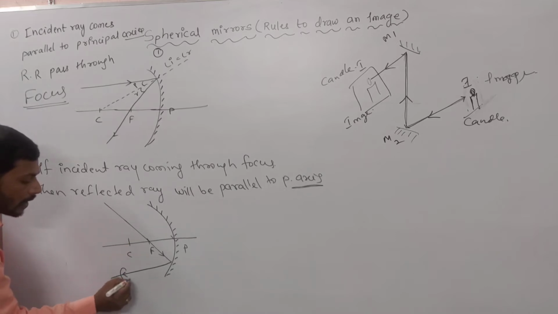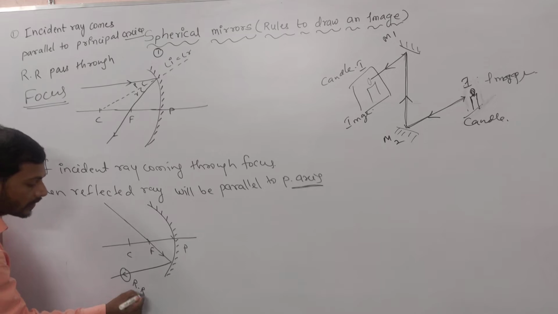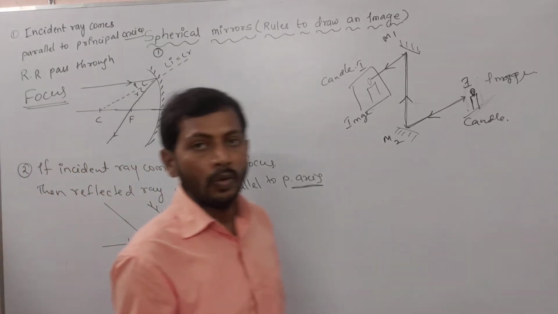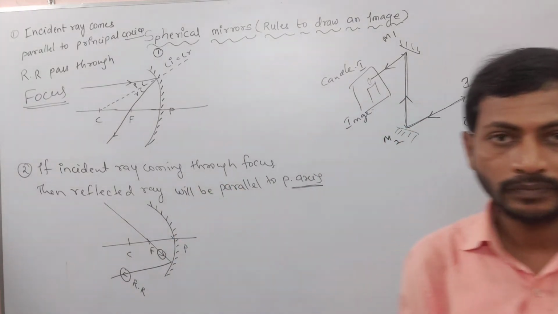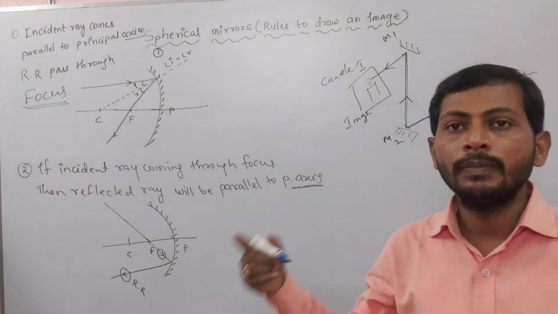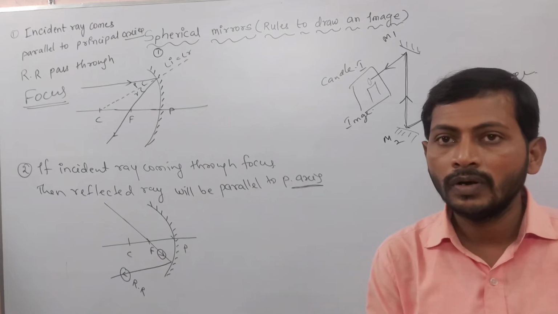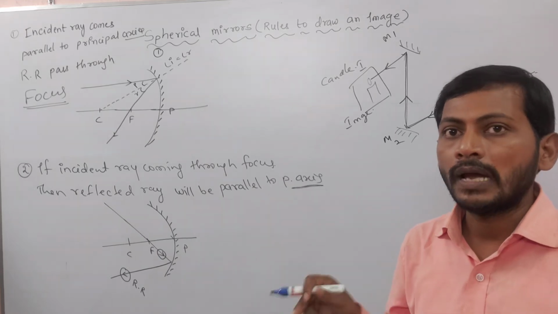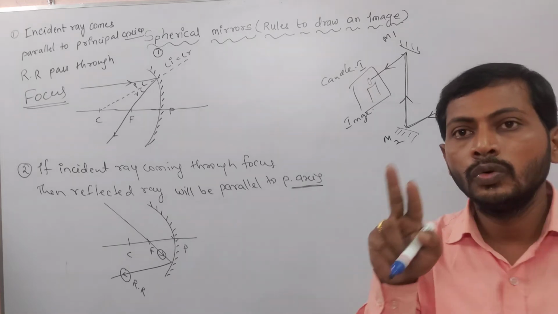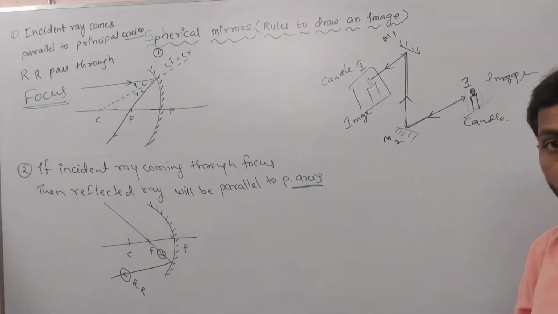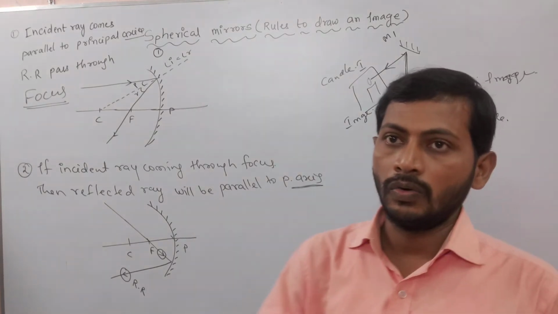This arrow mark represents the reflected ray. This arrow mark represents the incident ray. So now I hope it is very easy to remember. A ray coming parallel to the principal axis passes through the focus. If it is coming from the focus, the reflected ray is parallel to the principal axis. Two rules are completed. I hope you understood. So now I am going to make the third rule.